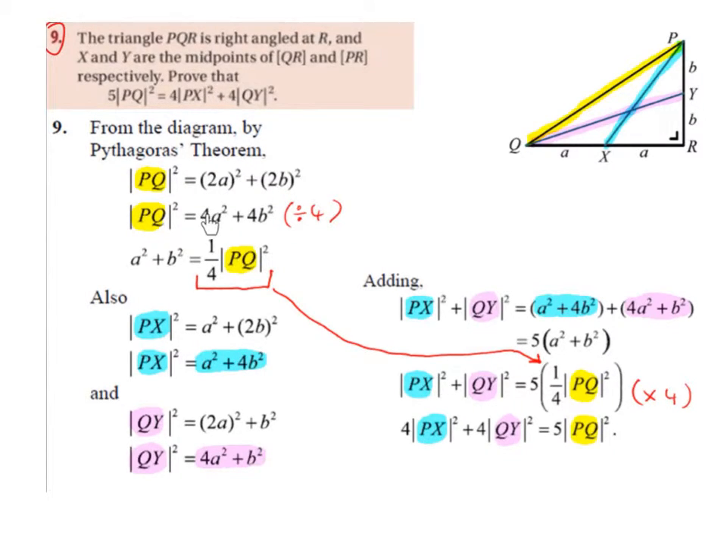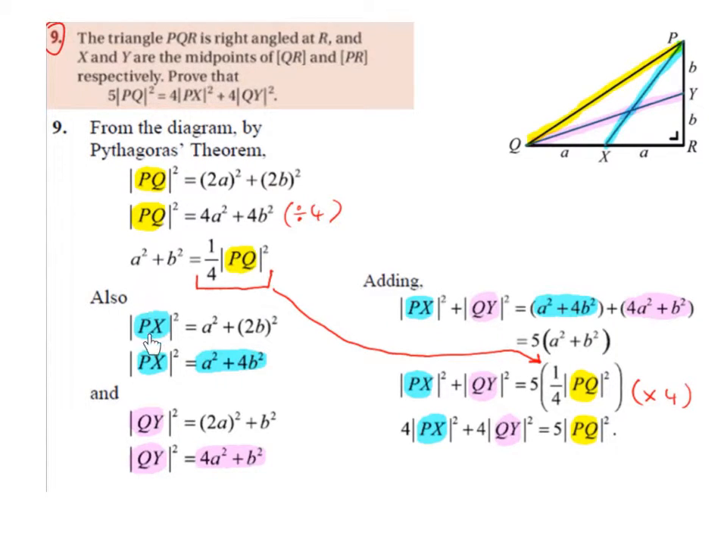2 squared is 4, a squared is a squared. 2 squared is 4, b squared is b squared. So we get PQ squared is equal to 4a squared plus 4b squared. We're going to divide across by 4. PQ squared divided by 4 is going to be a quarter PQ squared. 4a squared divided by 4 is just going to be a squared. And 4b squared divided by 4 is going to be b squared. So we get a squared plus b squared equals a quarter PQ squared.